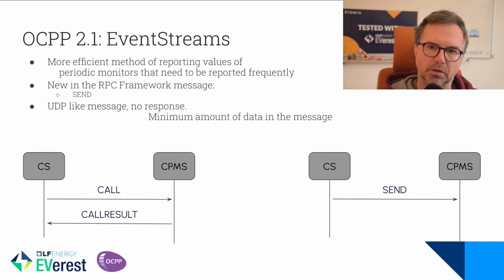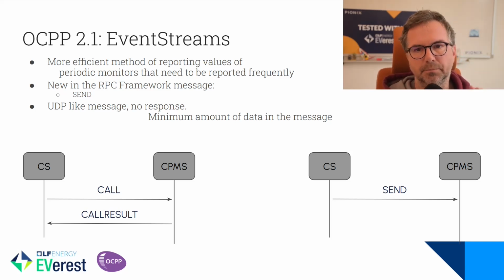So we took a look at what TCP/IP does. TCP/IP has the same call and result, but you also have UDP, which is like you just send and there's no response. It's a minimum amount of data, so we try to keep the packets as small as possible, and you just send out data. So that means that on the RPC framework, there is a new call message type, which is called send, and it doesn't have a send result. There's no send error. It's just a message. It goes to the CPMS, done. And it can be sent quickly.